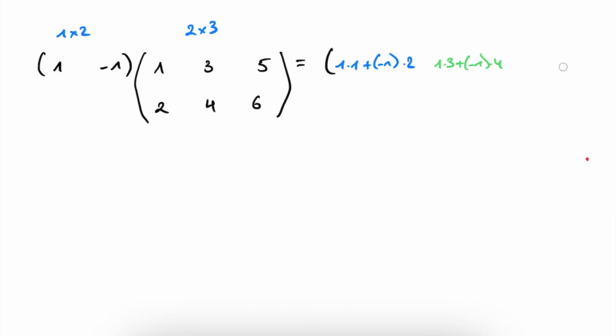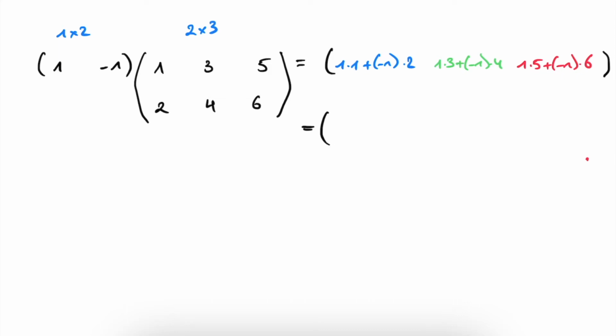Now I have to shift this last bracket a bit more to the right because I'll otherwise run out of space. For this last element, which is on the first row and the third column, we look at the first row and the third column. Again, we multiply these two numbers and add the multiplication of these two numbers. And we simply get 1 times 5 plus minus 1 times 6. And our matrix multiplication is done already.